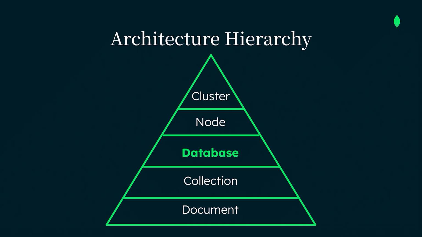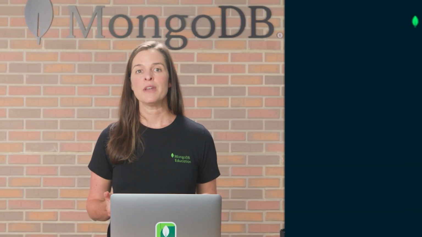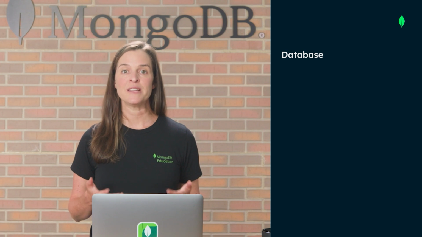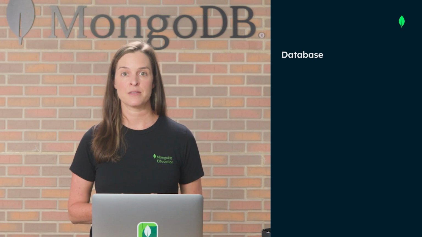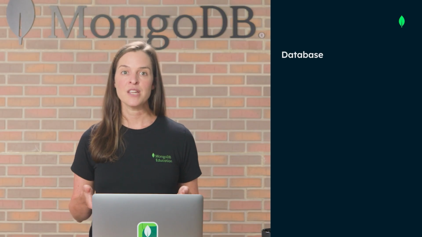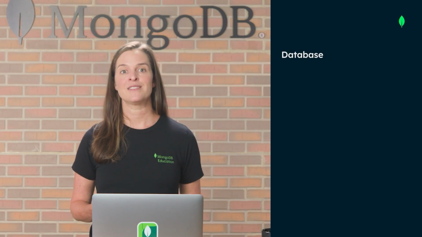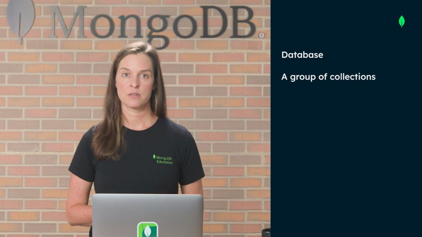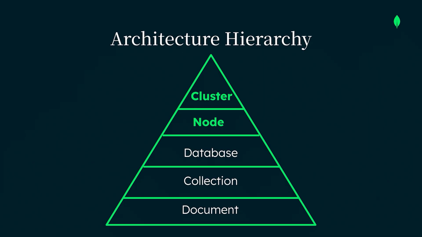Next, a group of collections is housed by a database. Typically, when we talk about a database, we're referring to a database management system, or DBMS, like MongoDB or PostgreSQL. But in the context of MongoDB, a database is simply a group of collections. The next two levels of our architectural hierarchy are essential for understanding how MongoDB functions as a distributed system.